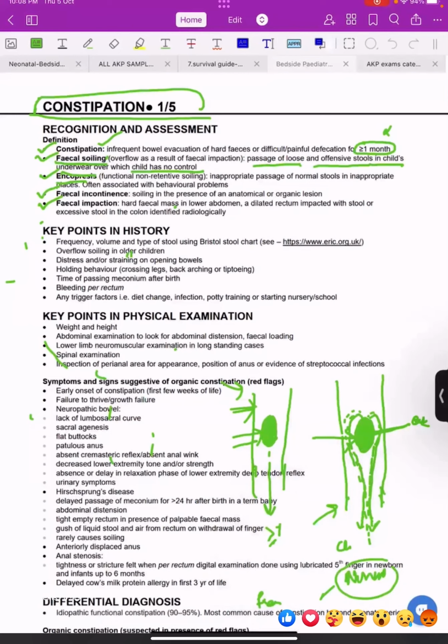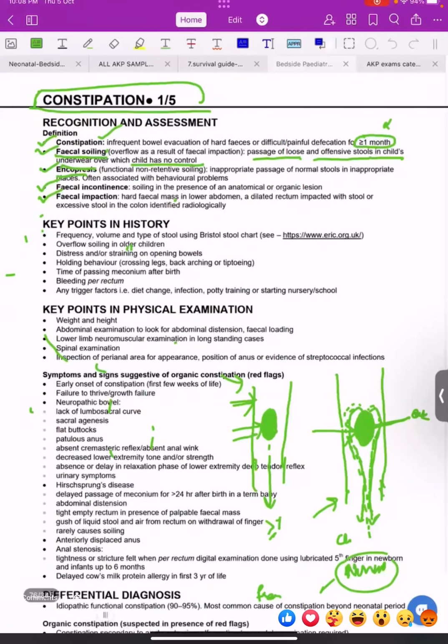Okay. So, Divya, I was talking about the different terms we come across while talking about constipation. One is constipation, which has a fixed duration and consistency. The next one is fecal soiling, where the child is not well aware of the passage of loose stool, and the third one is encopresis.